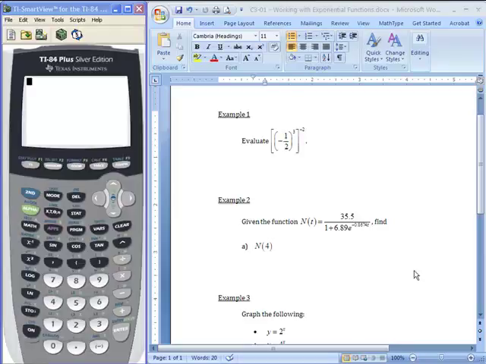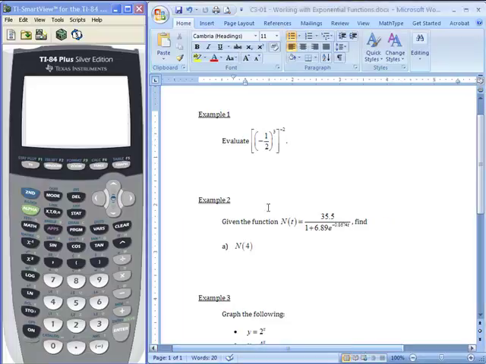Working with exponential functions. I'd like to take a look at three examples here to get the idea of exponential functions, and we'll start to look at some more complex functions that are exponential in nature, as well as looking at the graphs of a few exponential functions.